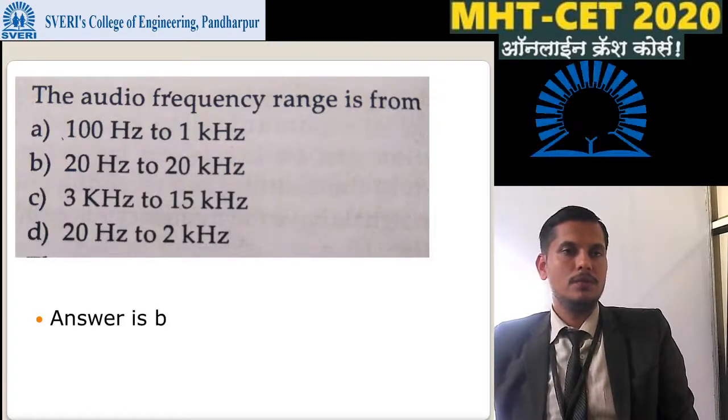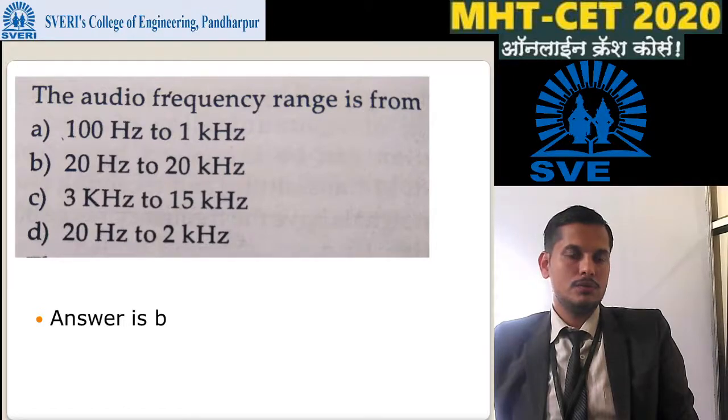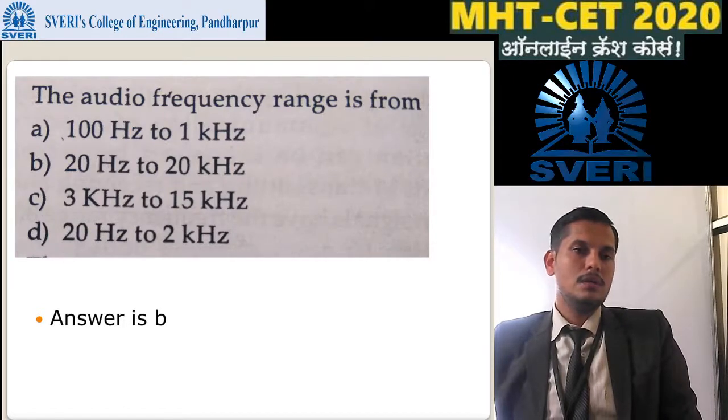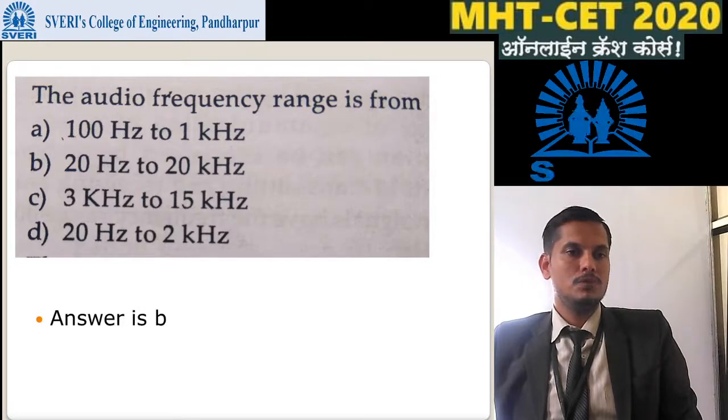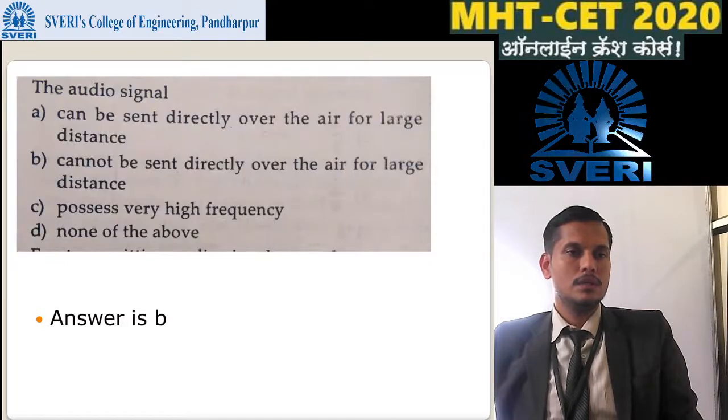Next, the audio frequency range is from, so that we have discussed. The audio frequency for human beings, of course, is 20 Hz to 20 kHz. Answer is B, which is correct.